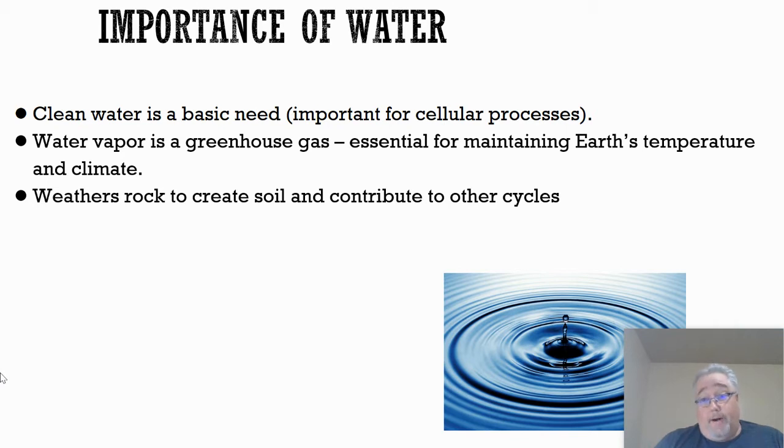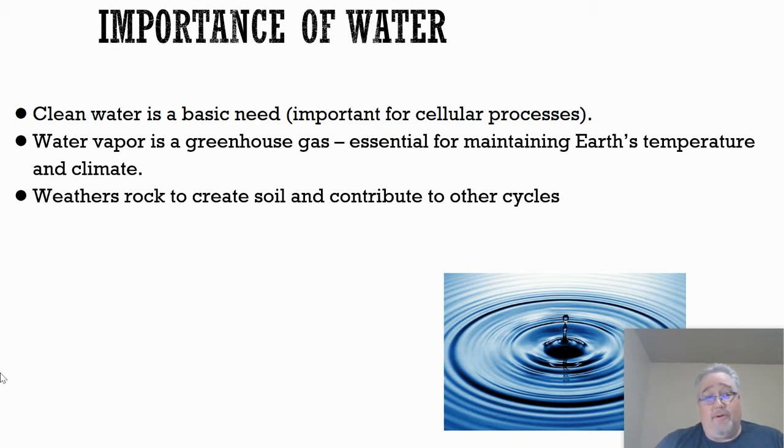Water vapor, just water gas, is a greenhouse gas, and we talked about that a little earlier this year. Greenhouse gases are important for maintaining the Earth's temperature, making sure they trap heat to keep our planet warm. Obviously, we don't want too many greenhouse gases up there. We don't want the planet to get too warm, but water vapor is an important greenhouse gas, so warming of the Earth is an important thing.